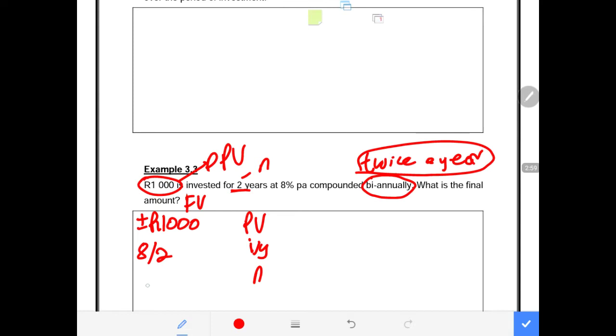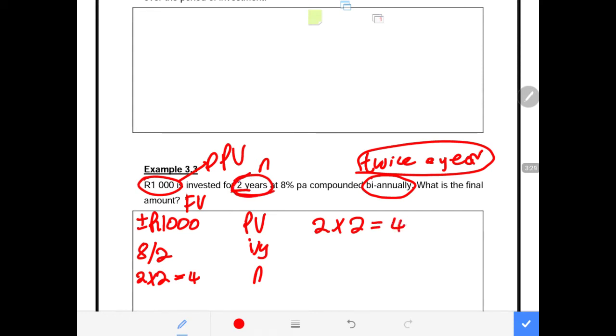And our n will be 2 times 2. Where is another 2 coming from? Which means that our n will be 4. Remember, we have invested this money over a period of 2 years. And every 6 months we are earning interest. So we need to know how many 6 months we have in a year. We have 2 six-month periods in a year. And for another year, we have another 2 six-month periods. So 2 times 2, that means it will be 4.